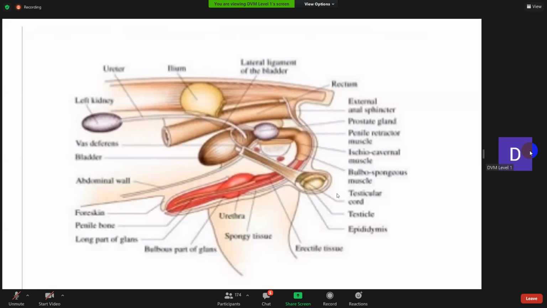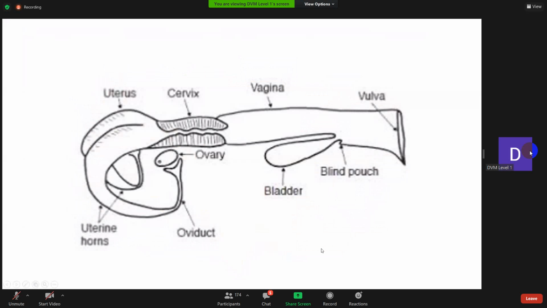Okay, I go to the next slide. Here is the female, just to show the relationship of the urinary bladder and urethra. Here you see this total part is the uterus, and the whole of this part is the vagina. So here is the urinary bladder. It is located just ventrolateral to the vagina, and it is related to these two organs. And very important in the case of the female, there is a blind pouch.